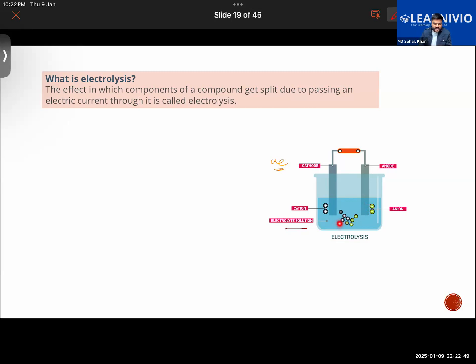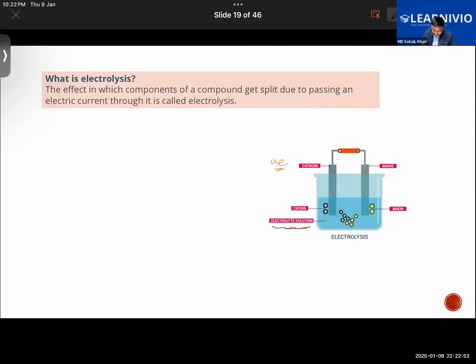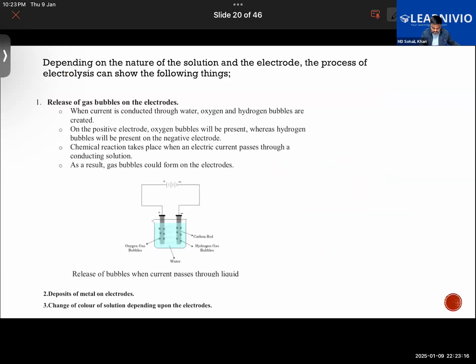For example, you have given an electrolyte solution. Suppose this is again copper sulfate, right? So when electricity is passed through this, it will split up into copper ions and sulfate ions, right? Getting it or not? So the whole process is called electrolysis. Any questions from this? No, sir.